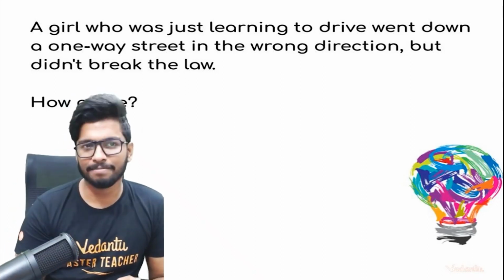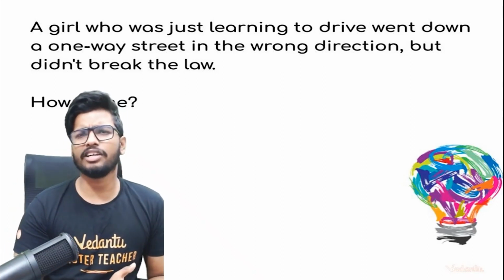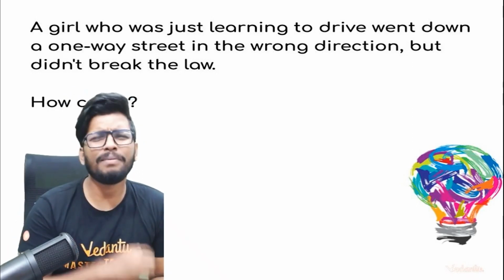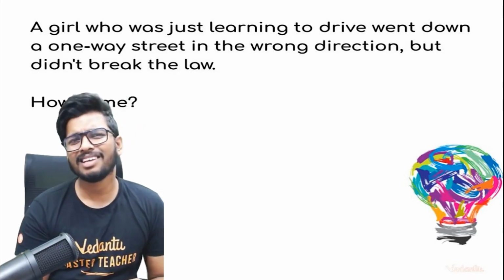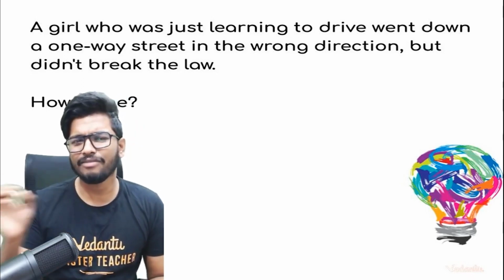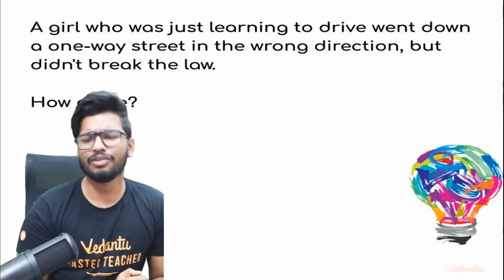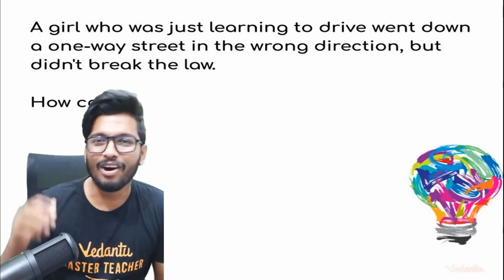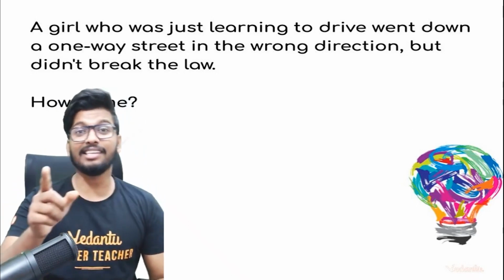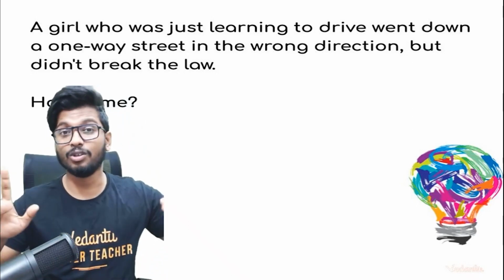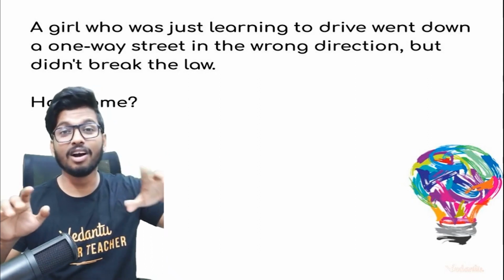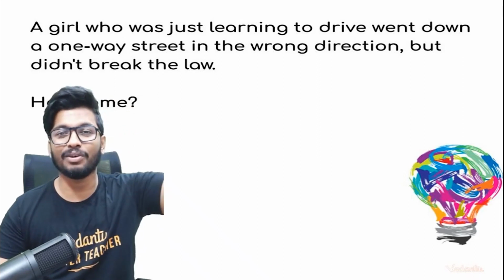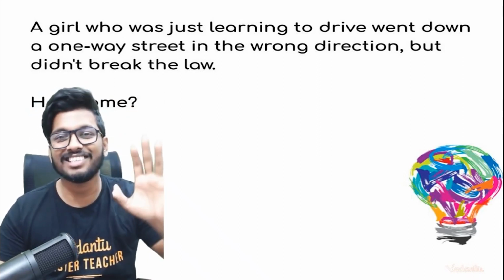So this is the riddle, guys. A girl who was just learning to drive went down a one-way street in the wrong direction, but didn't break the law. How come? A girl who was just learning to drive went down a one-way street in the wrong direction, but didn't break the law. How is that even possible? Now again, guys, do not copy the riddle. Do not Google the riddle. I don't want that. I want an honest answer. Whatever the answer is, let me know in the comment section. Let's see who gets it down the fastest.